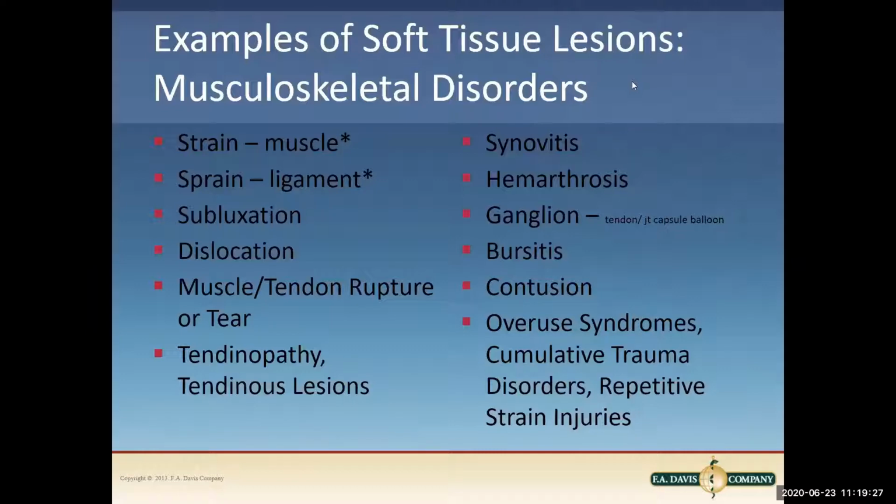Ganglions. A lot of times you'll hear of patients getting ganglion or ganglion cysts. A lot of times this will happen either in the tendon or the joint capsule, right? And this is where it balloons up.